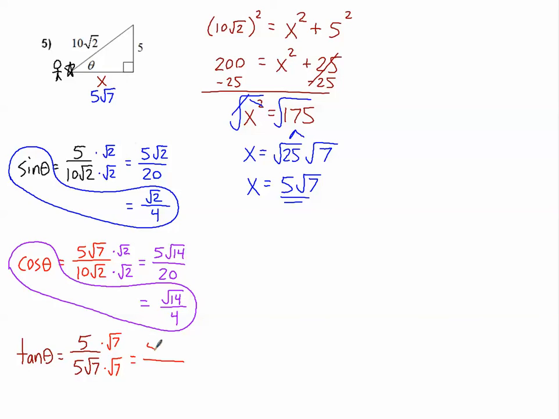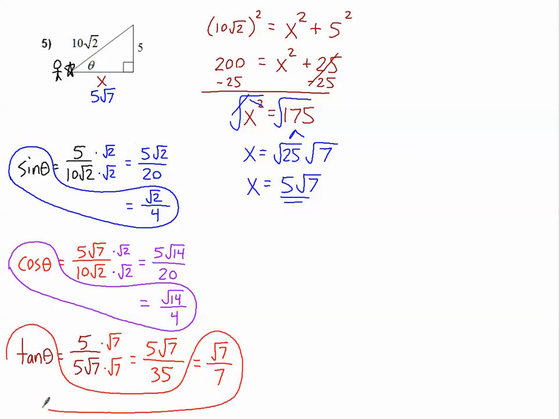5 times the square root of 7 becomes 5 square root of 7. Square root of 7 times square root of 7 becomes 7 times 5 becomes 35. And then I can reduce 5/35, and I'll just do that right over here. 5 divided by 35 becomes 1 divided by 7, so the square root of 7 times 1 up in the numerator, and the 7 in the denominator. And that is my tangent. Whew. Trying to circle my simplified answers here. Okay, so that's half of it. Those are my three main trig ratios.